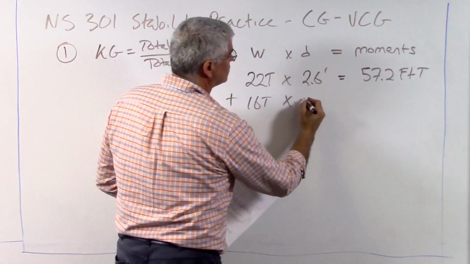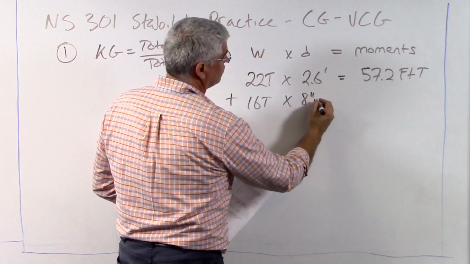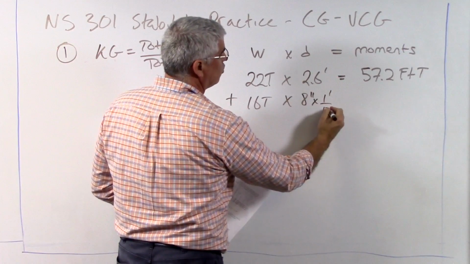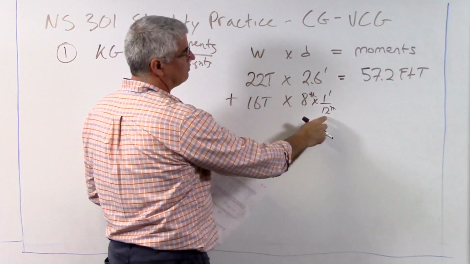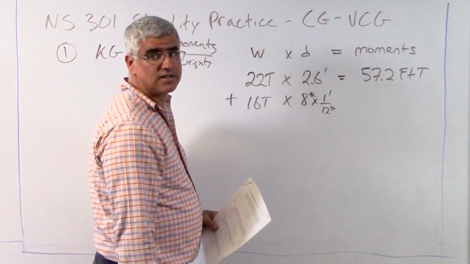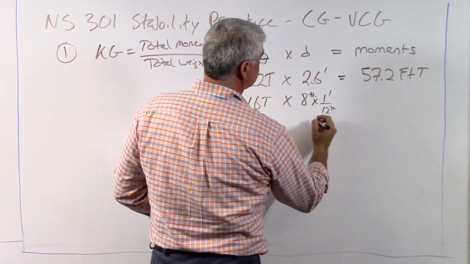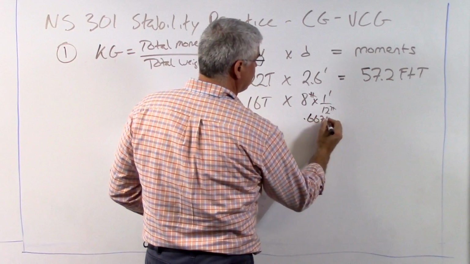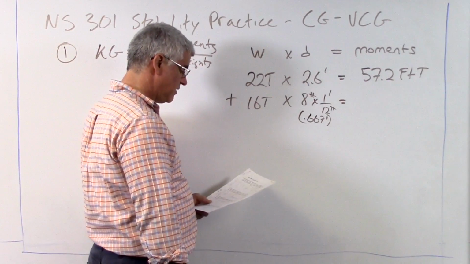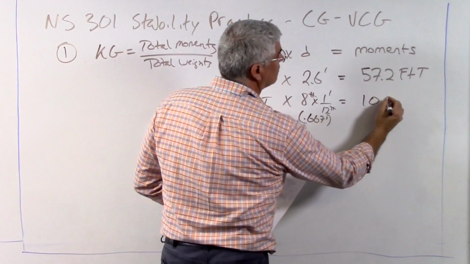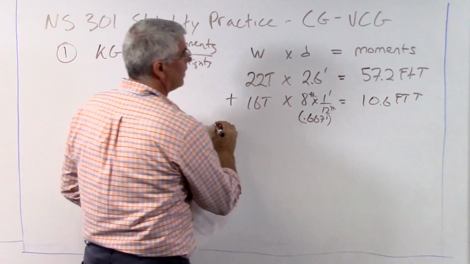So I've got 8 inches. And if I want to convert that to feet, I'm going to multiply that by 1 foot for every 12 inches. The inches go away. So it's going to be 8 over 12, which if you do that should turn out to be 0.667 feet. So that moment is going to turn out to be 10.6 foot tons. All right? So, great.